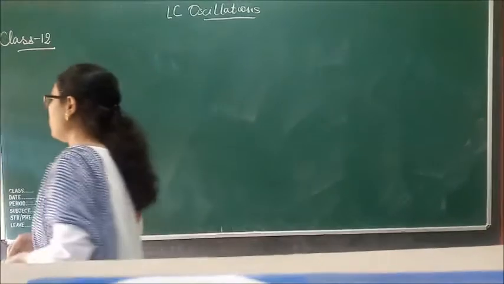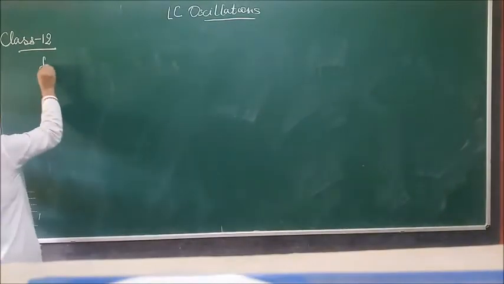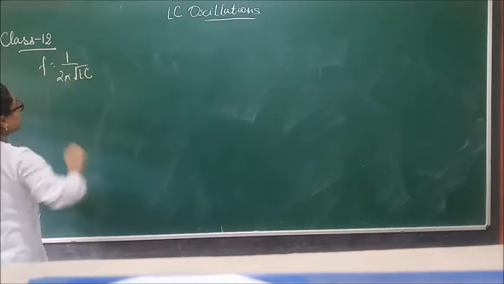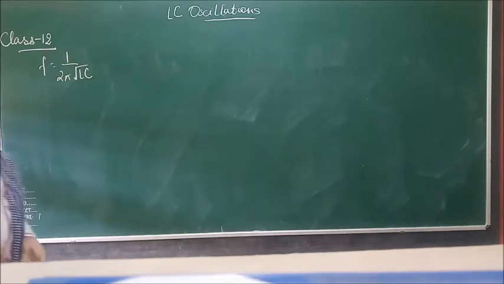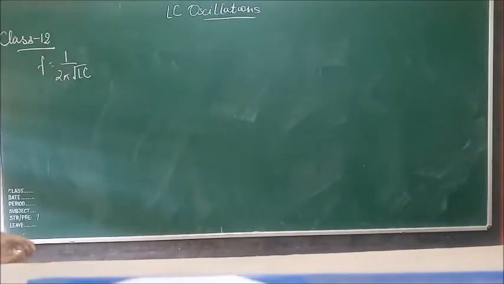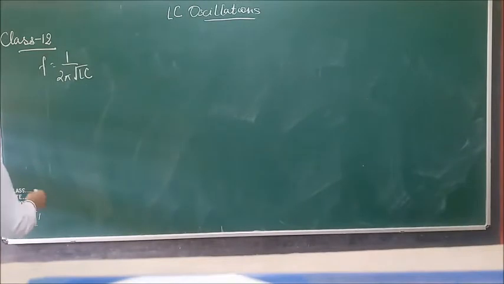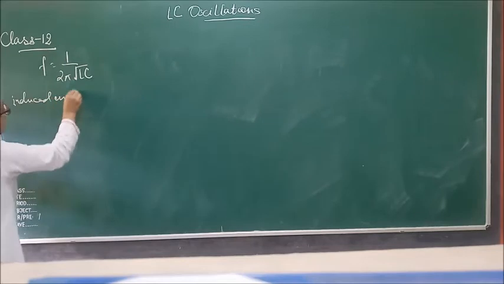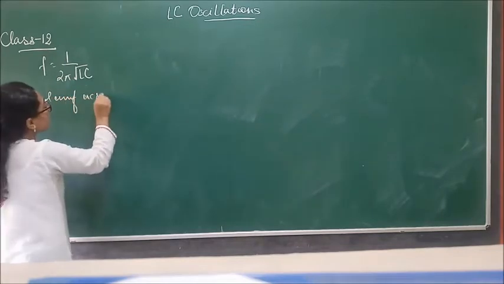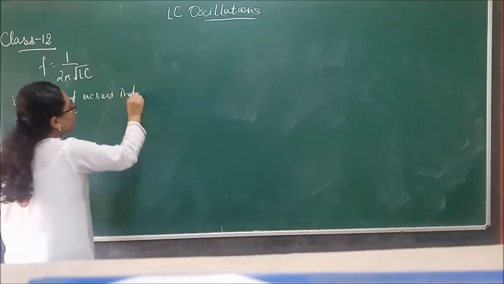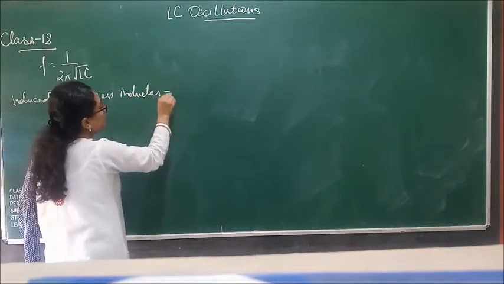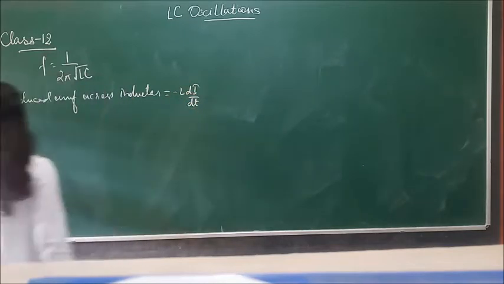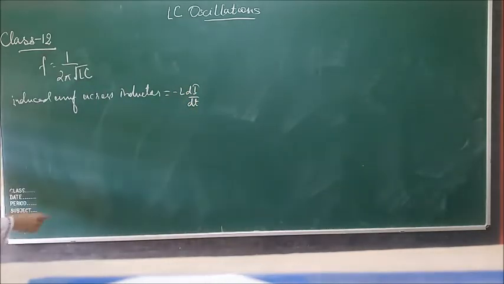For deriving, you know the value of frequency is equal to 1 upon 2 pi root over LC. You know what is L? Frequency arises when L and C are connected. So, you know this, inductor. Induced EMF across inductor, how much will the induced EMF across inductor be? That is equal to minus L di by dt. How much will it be, students? Minus L di by dt.